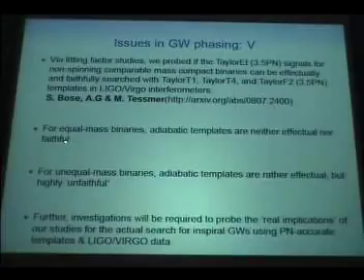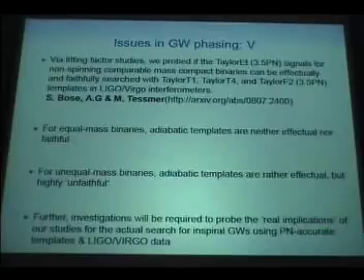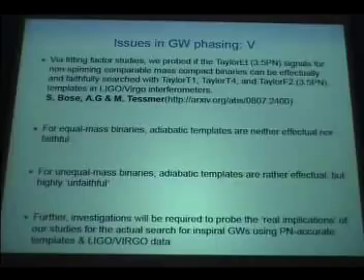What we found was that for equal mass binaries, adiabatic templates are neither effectual nor faithful. Effectual means the fitting factors will be above 0.97. Fitting factor is something like the drop in signal to noise ratio. You want no drop in signal to noise ratio; it should be more than 0.97. If it is less than 0.97, then you can simply lose the event. And by faithful I mean that there will be a gravitational wave signal coming, and there is no guarantee that your template will pick it up with exactly the same parameters. So the masses can be different.